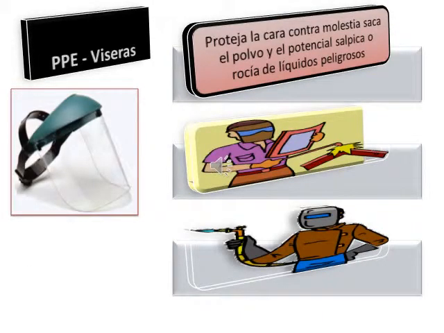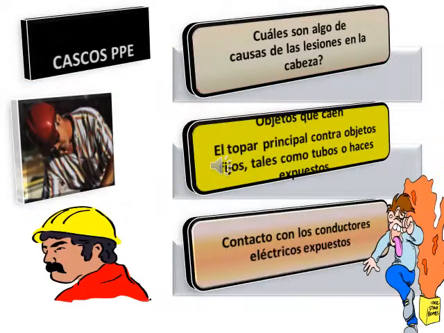Face shields protect the face from nuisance dust and potential splashes or sprays of hazardous liquids. What are some of the causes of head injuries? Falling objects, bumping the head against fixed objects, such as exposed pipes or beams, or contact with exposed electrical conductors.